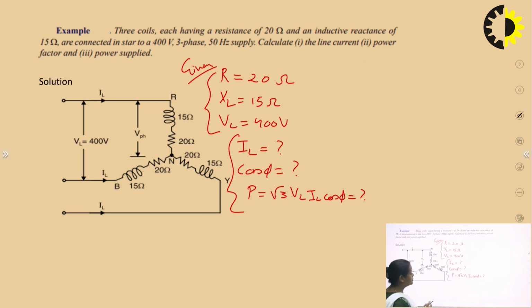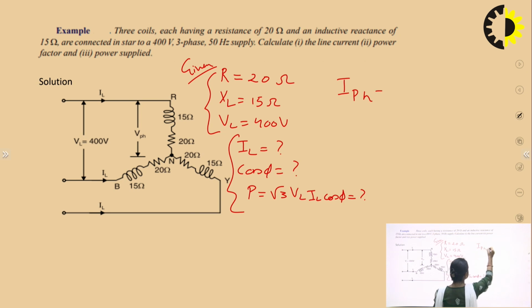So how will you find IL? You can't find IL directly. First you have to find IPH and then you will see the relation of IPH with IL. I am repeating again: first you will find the phase current and then you will see the relation of phase current with the line current, whether you are solving for the star connection or the delta connection. You can't find line current first, right?